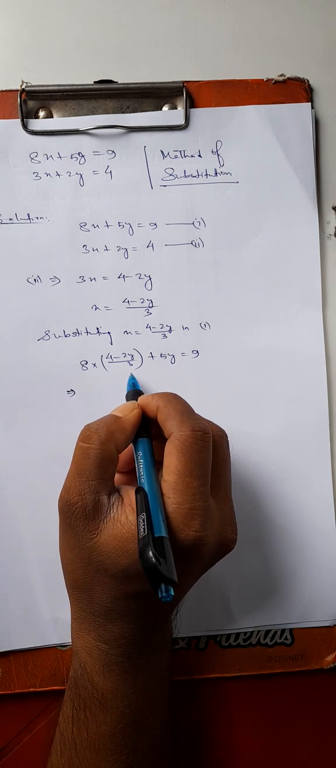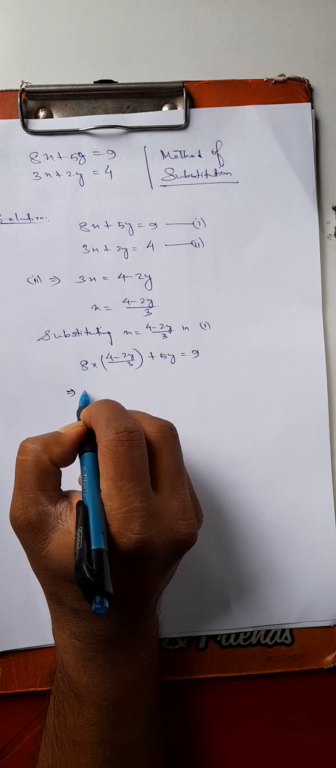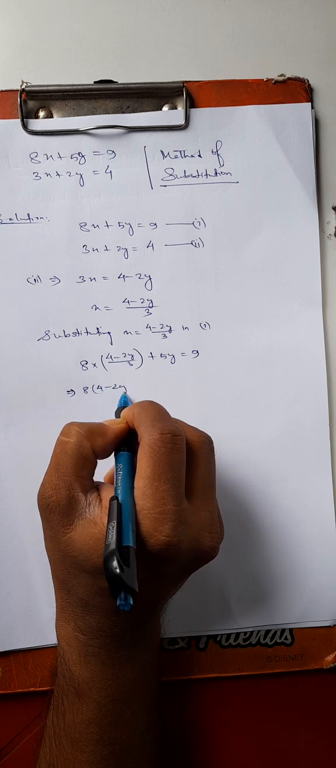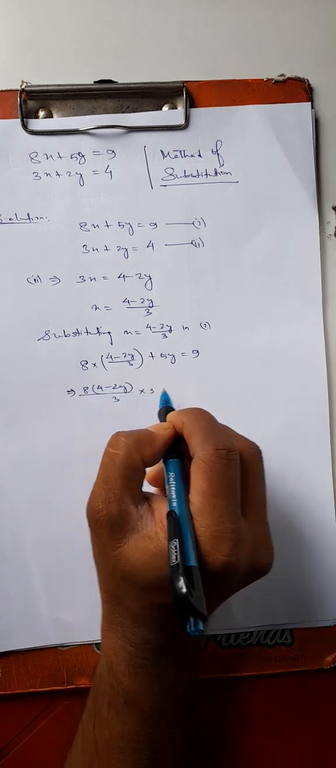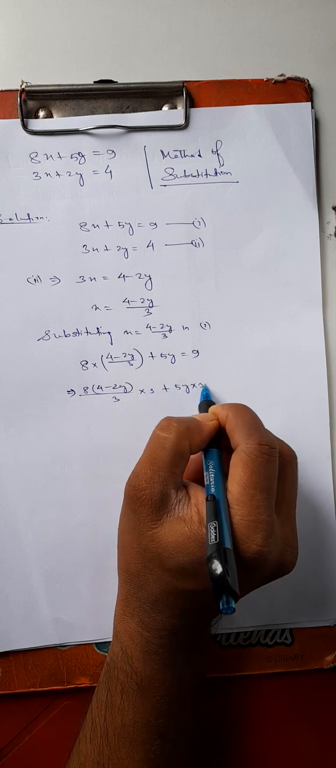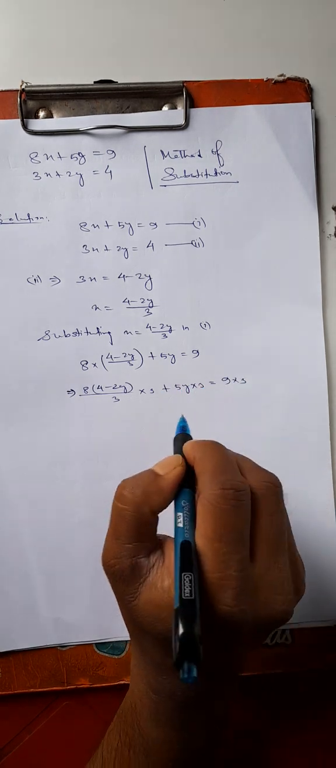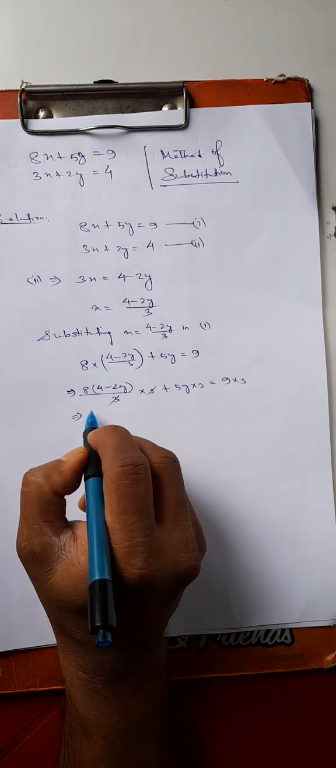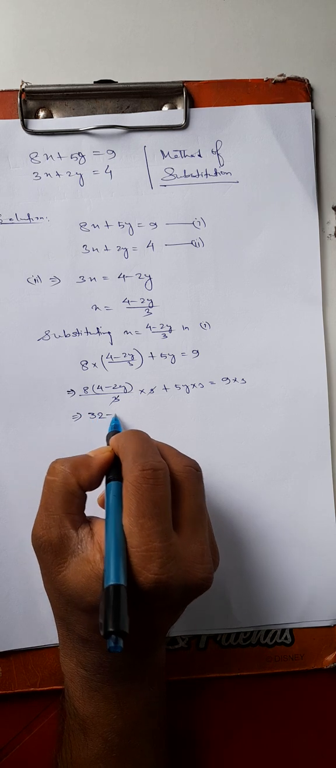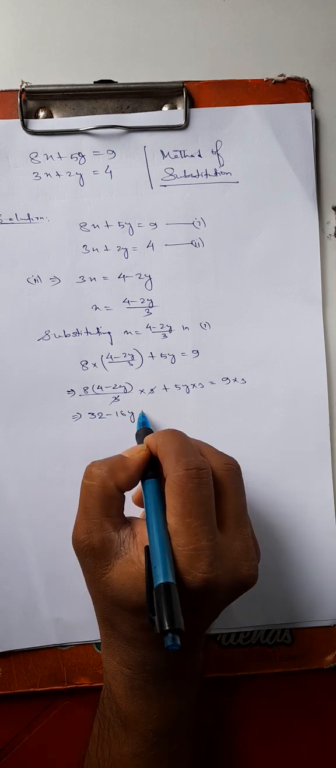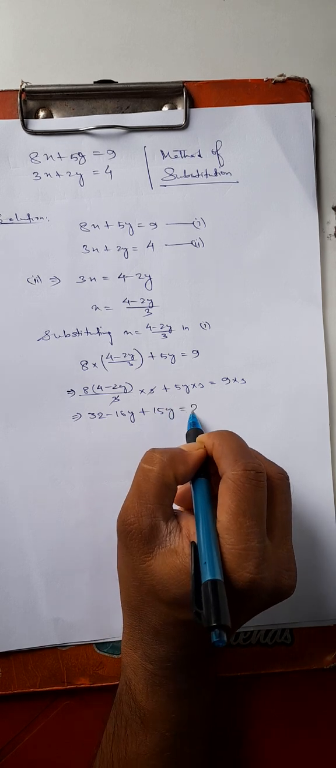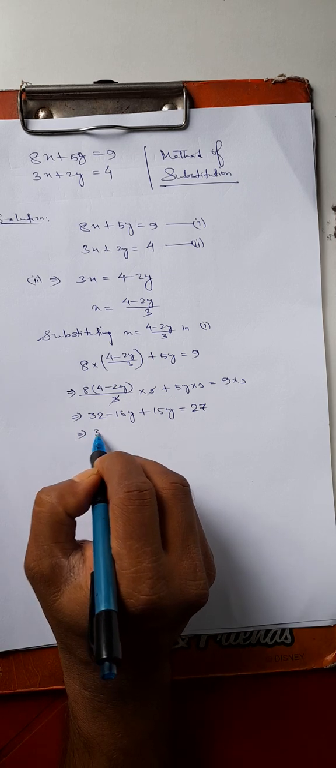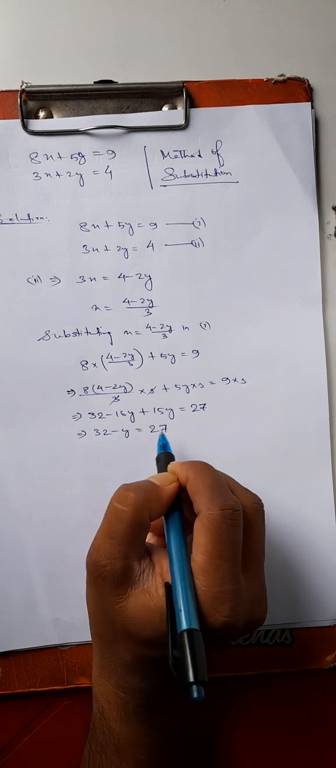So how will you solve this? First you try to eliminate the fraction. Multiply both sides by 3. You will get 8 into (4 minus 2y) divided by 3 multiplied by 3, plus 5y multiplied by 3, equal to 9 into 3. So this 3 and 3 cancel each other. After simplification you will get 32 minus 16y plus 15y equal to 27. This gives 32 minus y equal to 27.